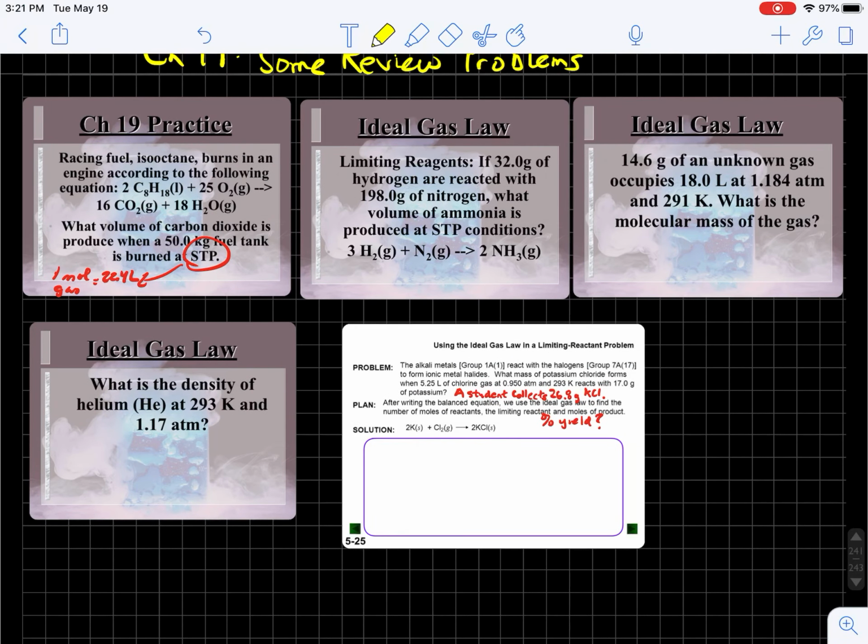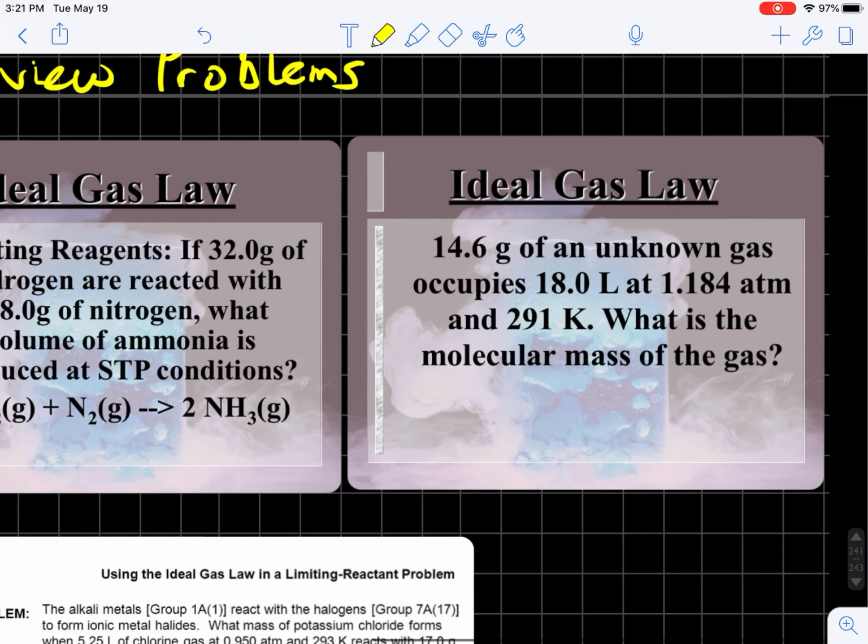Okay, third problem. Molar mass given the mass of an unknown gas and its pressure, volume, and temperature.